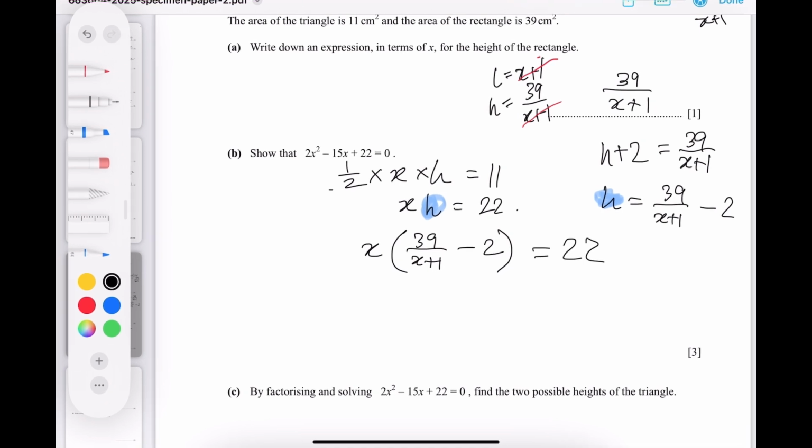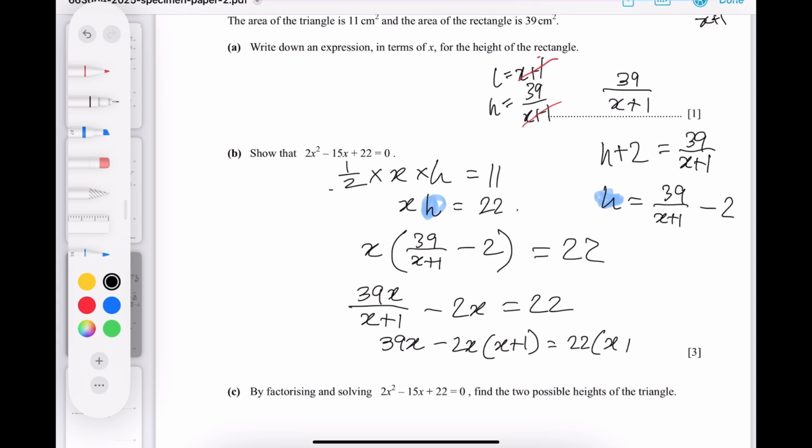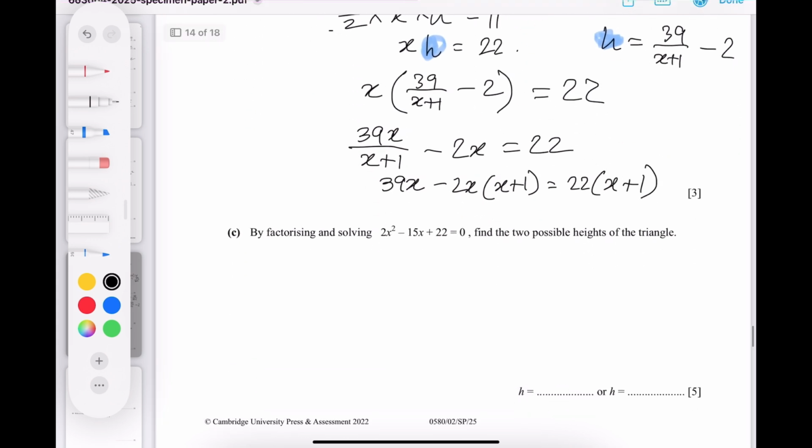So 39x over x plus 1 minus 2x is equal to 22. Now if we multiply both sides by x plus 1, 39x minus 2x, x plus 1 is equal to 22, x plus 1. So 39x minus 2x squared minus 2x is equal to 22x plus 22.